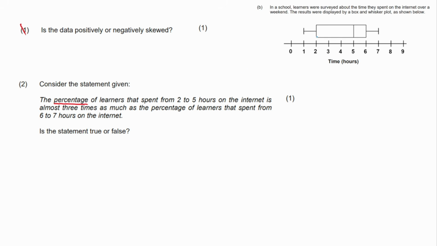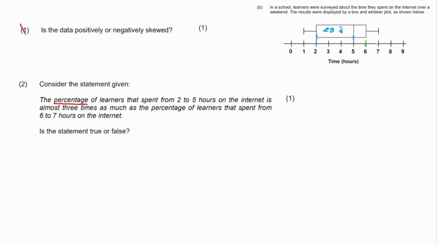So 2 to 5, here's 2, and here's 5. So it says the percentage of learners from 2 to 5. Well, we know this is just from Q1 to Q2. We know this is just 25%. So we know 25% of our data lies between here. Then it says this 25% is almost 3 times as much as the percentage of learners that spend from 6 to 7. So let's get this in another color.